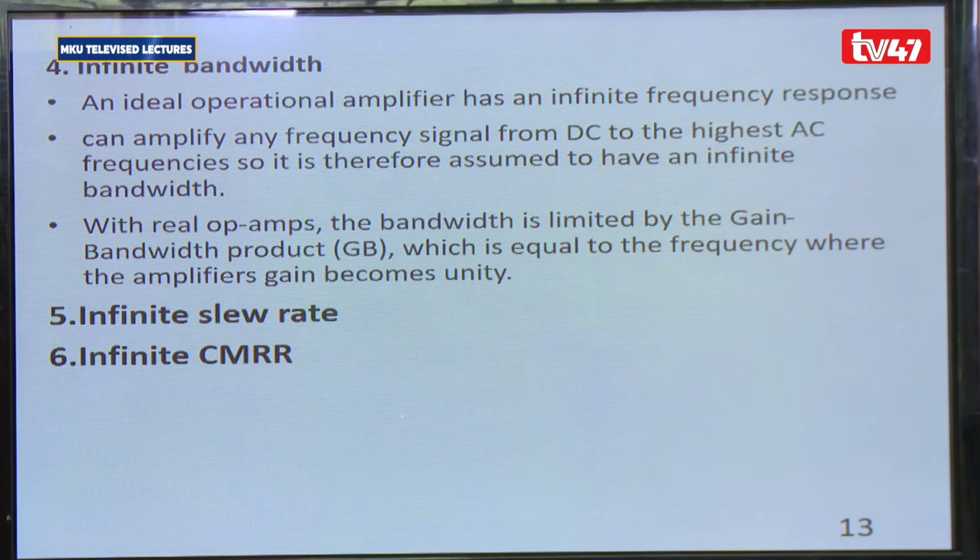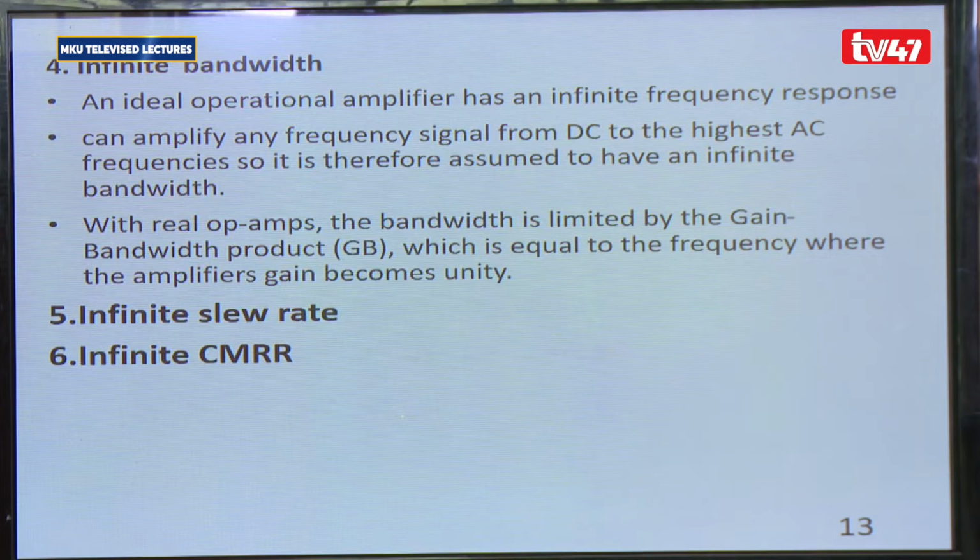Any signal with frequencies appearing at the input, that's from DC to a little beyond 1 megahertz, it can amplify. It can amplify any frequency signal from DC to the highest AC frequency, so it is therefore assumed to have an infinite bandwidth. But with real operational amplifiers, the bandwidth is usually limited by the gain bandwidth product, which is equal to the frequency where the amplifier's gain becomes unity.